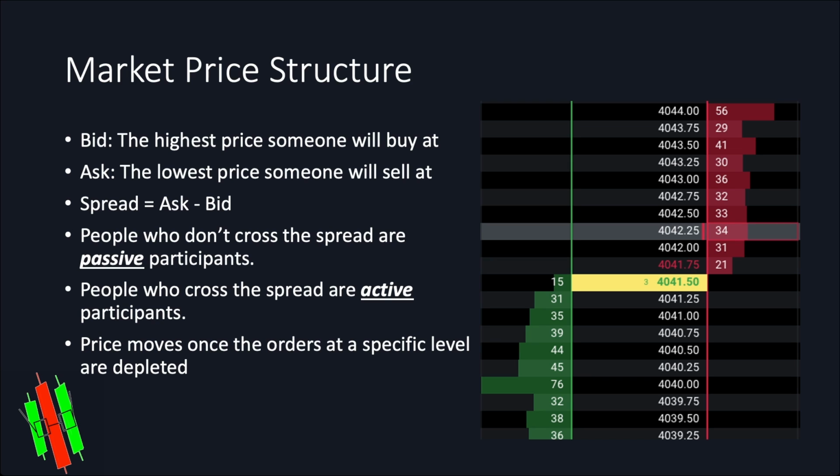So with this knowledge of market price structure, we can debunk the phrase that the price went up because there were more buyers than sellers, because we know that for every transaction, there's a buyer and a seller. However, we can tweak this statement to say that the price went up because there were more aggressive buyers than aggressive sellers, also known as there were more buyers willing to cross the spread than sellers willing to cross the spread. And this caused levels where people were selling at to be depleted, and then the price moved upwards as a result.